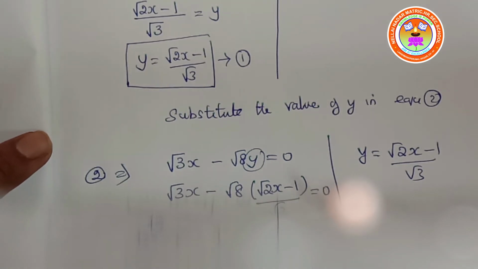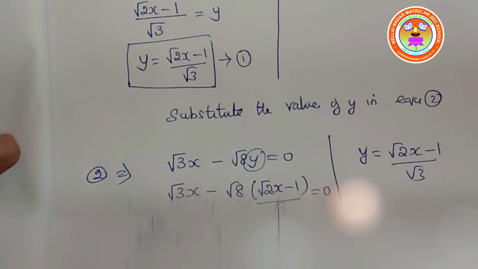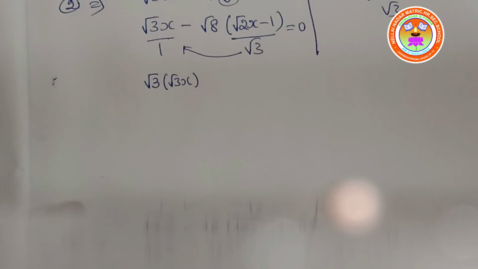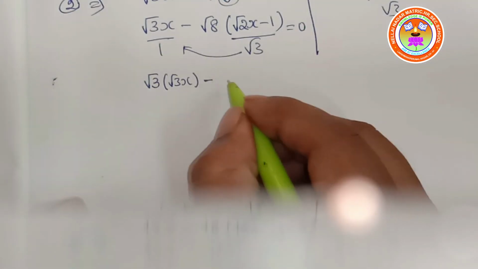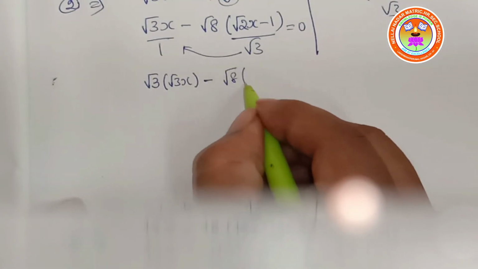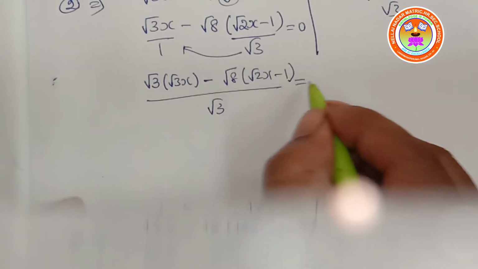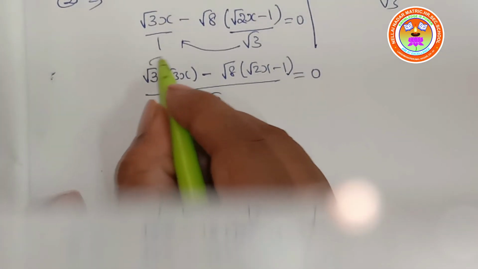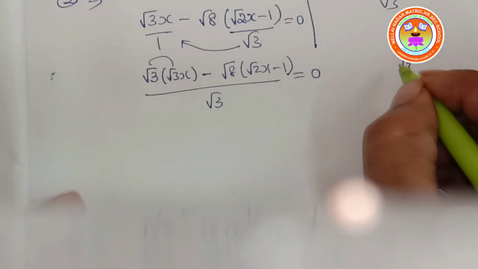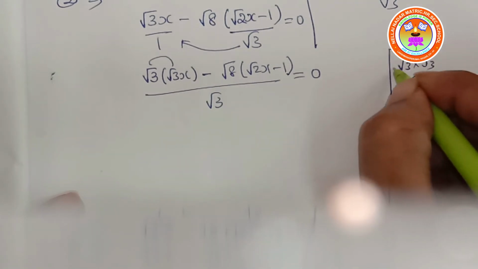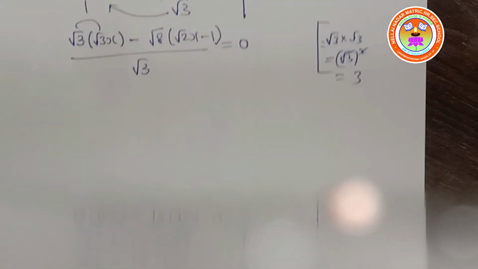It's clear, children? Now you are going to take LCM, right? You cross multiply. Root 3 into root 3x, root 3 into root 3x minus root 8 into root 2x minus 1 divided by root 3 equal to 0. So root 3 into root 3, that is root 3 the whole square, gets cancelled, that is equal to 3. It's clear, children?